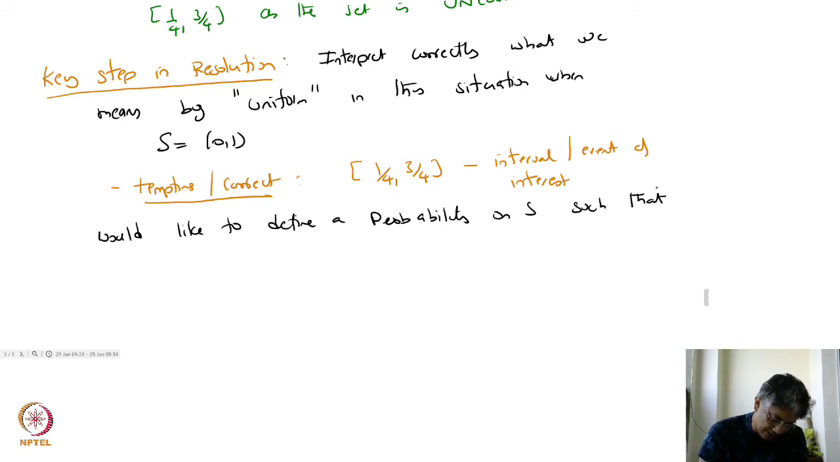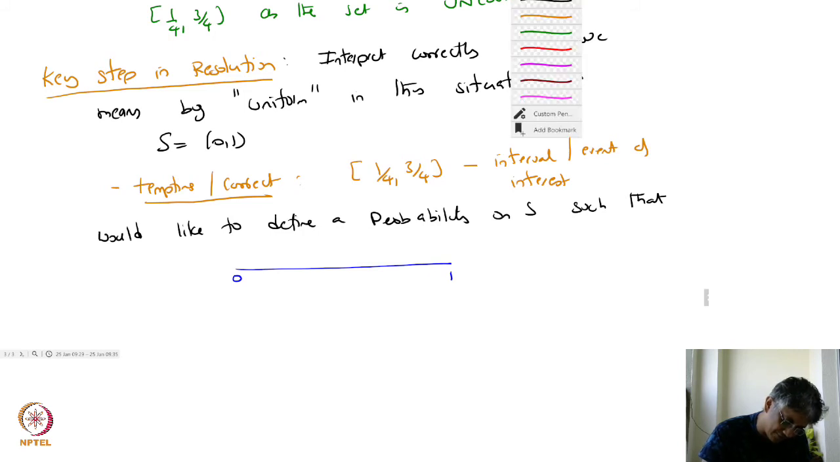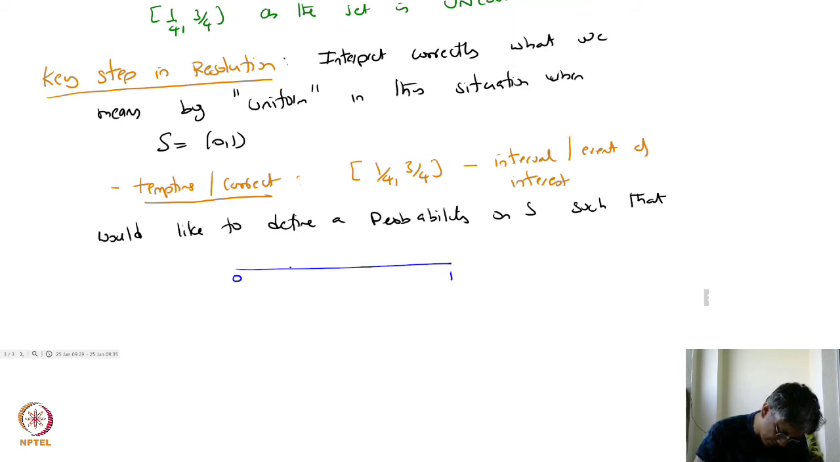So now I have the interval 0, 1. 0 is right here, 1 is right here. I have 1/4 somewhere here, and 3/4 somewhere here. And such that the probability of finding my chosen point somewhere inside this interval should be proportional to the length of the interval.